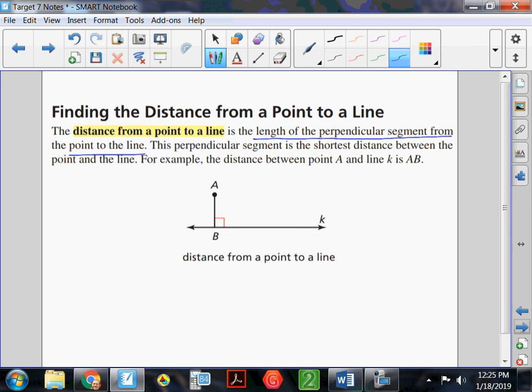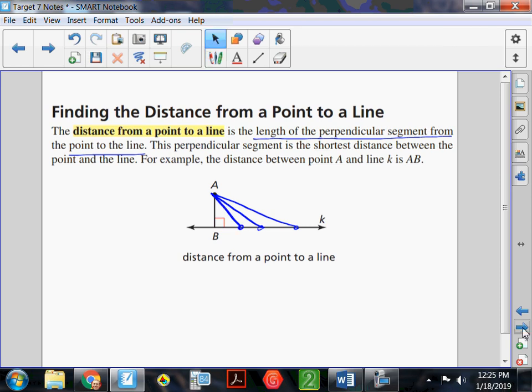If I use this diagram here, if I draw A and I connect to the line any other way, all of these lines are going to be larger than the line that's already drawn perpendicular. So the key for target 7 is understanding that anytime you're trying to find the distance between a point and a line, you have to measure it as a perpendicular distance.